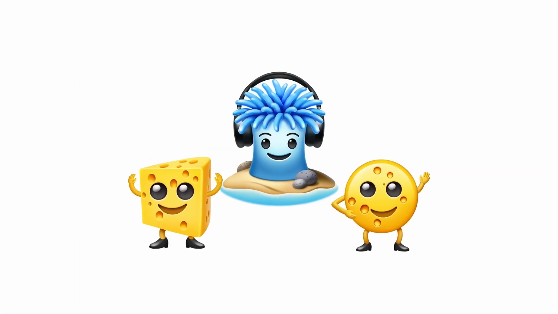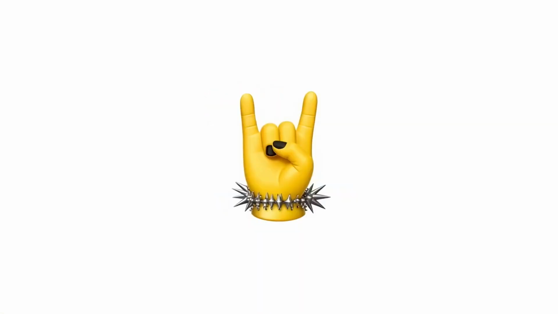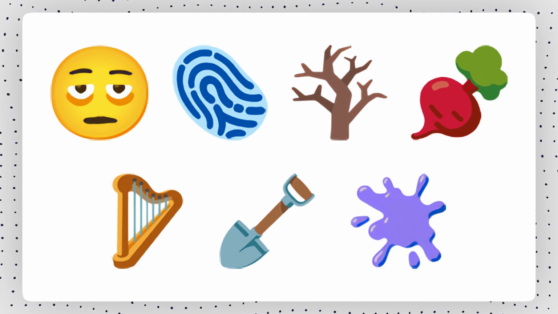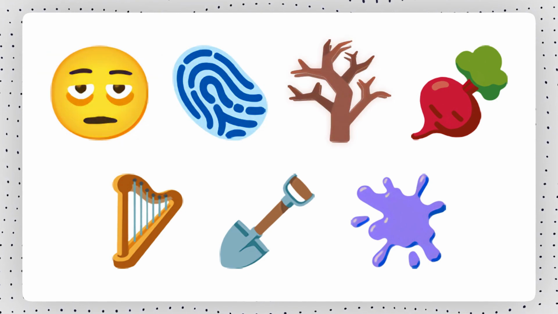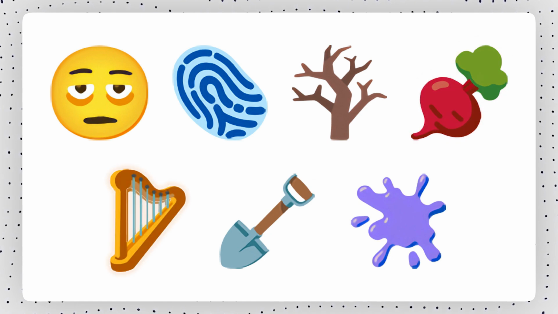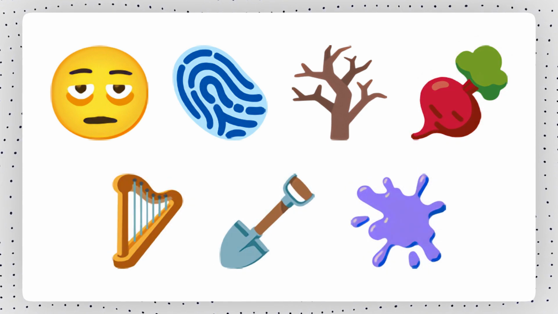Next, iOS 18.4 comes with 7 brand new emojis, and they're kinda cool. We've got face with bags under eyes, fingerprint, splatter, root vegetable, leafless tree, harp, and shovel. Which one's your favorite? Drop a comment below.